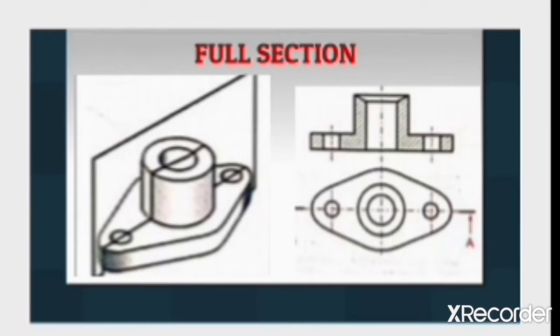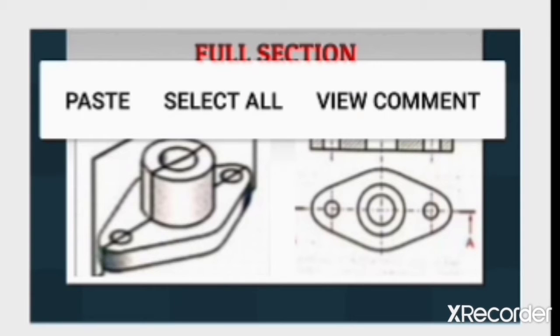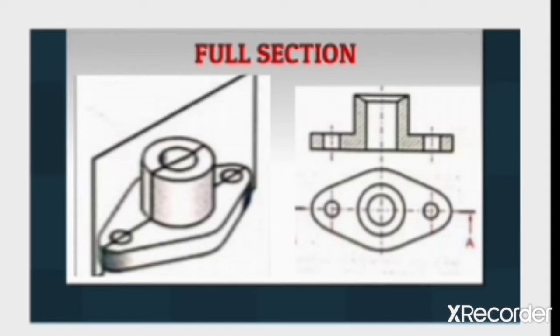First section is full section. Here there are two diagrams. In first diagram, left side diagram, the cutting plane passes through the center of object. Here the cutting plane is in rectangle shape. This cutting plane is an imaginary plane which passes from one end to another end, which touches all the points and passes through the midpoint of object.